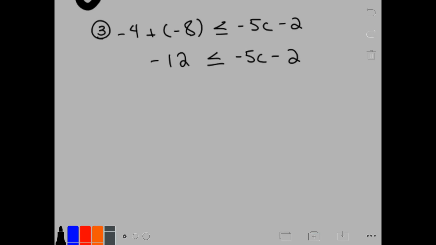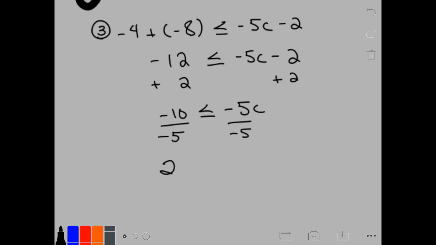I'm just going to look to isolate by adding 2 to both sides. Negative 12 plus 2 gives me negative 10, less than or equal to negative 5c. Divide by a negative 5. 2 negatives gives me a positive 2. And because I'm dividing by a negative here, I have to flip my symbol of relation. So 2 is greater than or equal to c. And with inequalities, it really helps to write the variable on the left-hand side. So I'm going to flip this again. So it's going to flip to c is less than or equal to 2. So all real numbers less than or equal to positive 2.